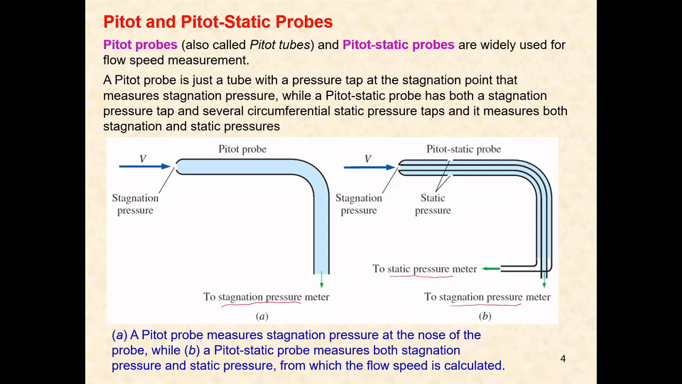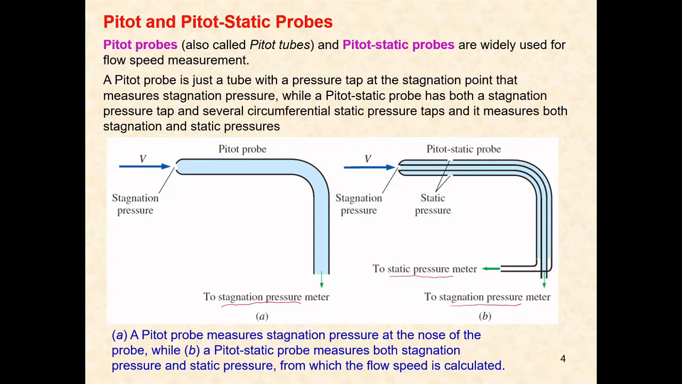Why does it have the word stagnation before pressure? The incoming fluid is moving, right? So when the fluid reaches the tip, it stops. That's why they add the word stagnation. The fluid comes and then it stops, and that gives you the stagnation. So this pressure is the result of stagnation of the incoming fluid. That's why you call it stagnation pressure. Alright, so a Pitot tube is just a tube with a pressure tap at the stagnation point that measures stagnation pressure.